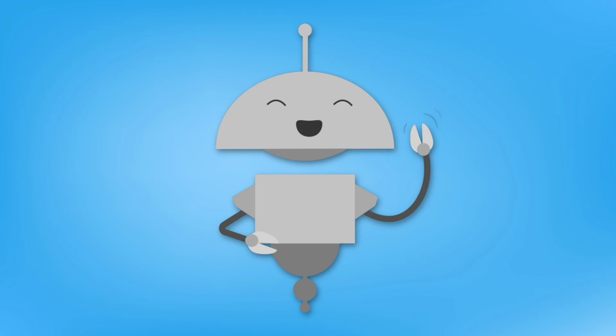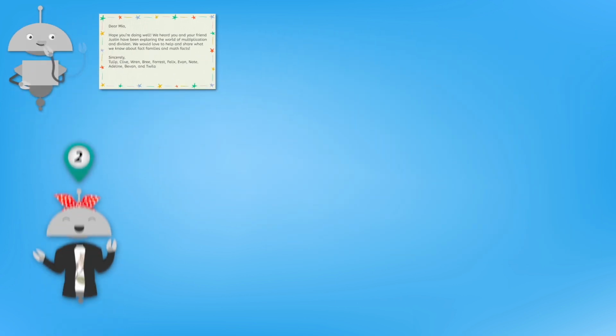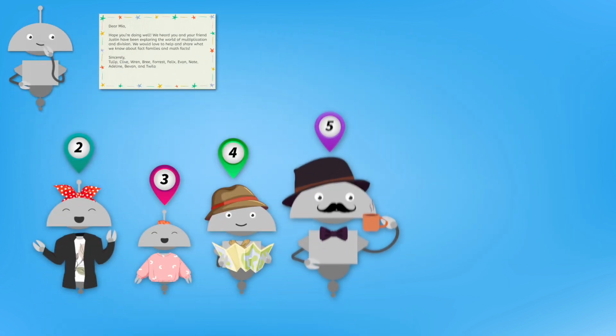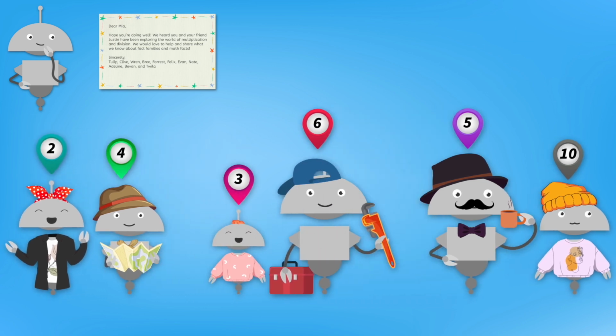Welcome back, mathematicians! In Unit 3, we discovered that Mia's family is full of math experts. So far, Tulip, Bree, Forrest, Clive, Felix, and Wren have visited us and shared some strategies that can help us master our multiplication and division math facts. And today, Mia's younger cousin Evan is gonna help us with our 7's.